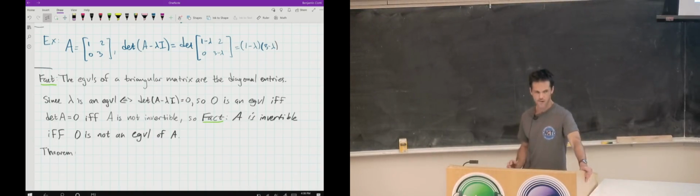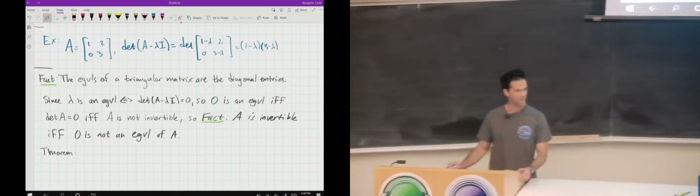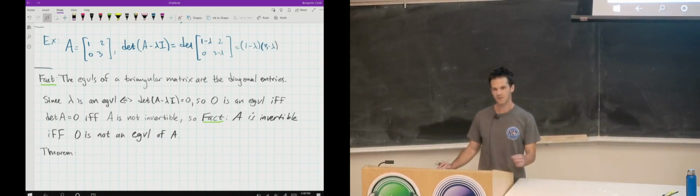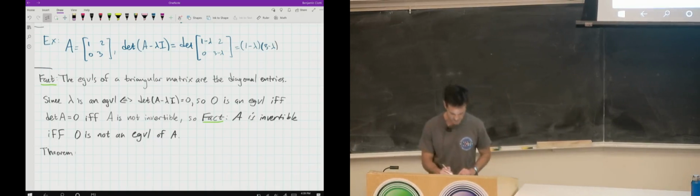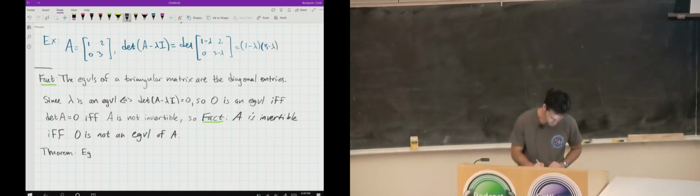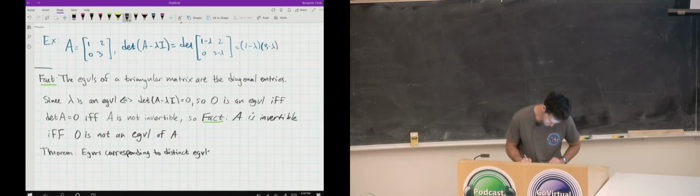The eigenvectors that correspond to distinct eigenvalues are always independent. Yeah, so eigenvectors corresponding to distinct eigenvalues, they're always independent.